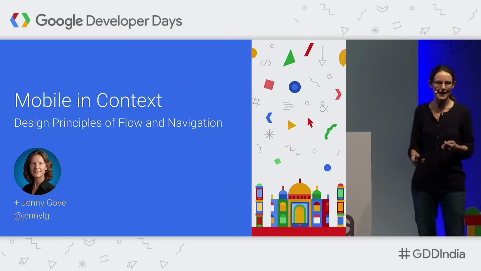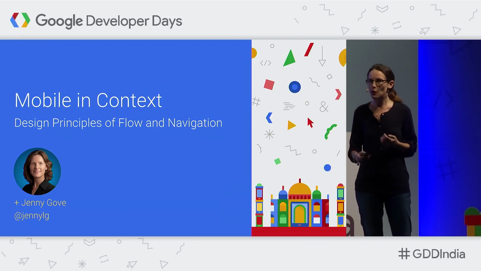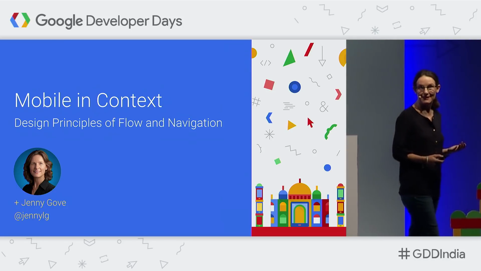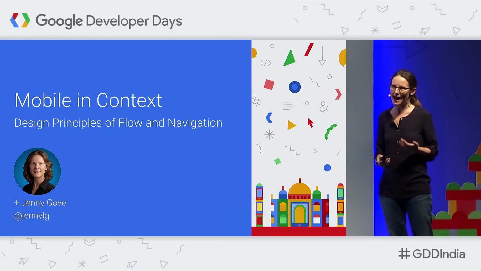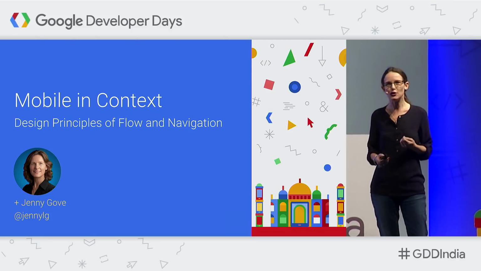And then in looking at design patterns and principles, we're going to talk about flow and navigation. We'll be looking at system patterns and material design. And then we'll look at some of the mobile principles that we have that are based on user data. And we'll end with some pointers for user testing.